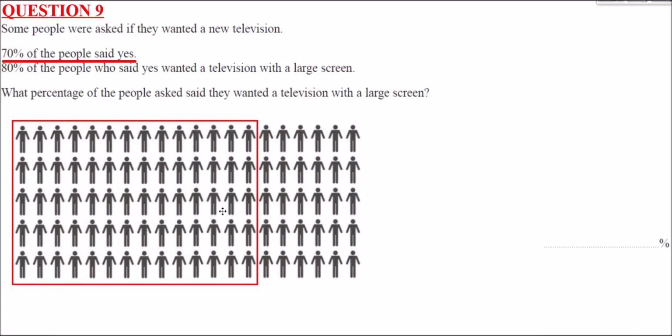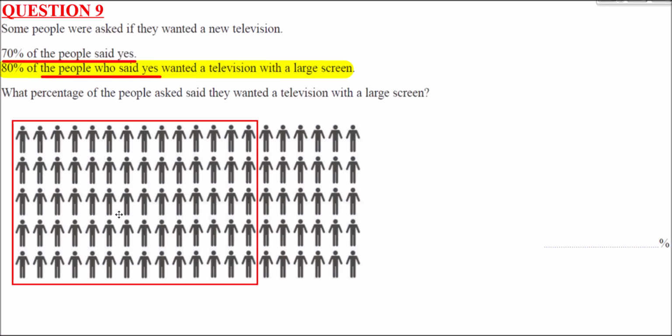I'll stress again, this isn't the method I'm suggesting you use in the exam. I'm not saying sketch out 100 stick figures. I'm just trying to illustrate and make sense to you why the method I'm about to say at the end will make sense. Anyway, of these people within the red rectangle, 80% said yes, I want one, and also with a large screen. 80% is 80 out of 100, which would simplify down to, of course, 4 out of every 5. If you look here, we've got 1, 2, 3, 4, 5 rows of people. So 80% of these people who said yes would just be 4 rows out of the 5.